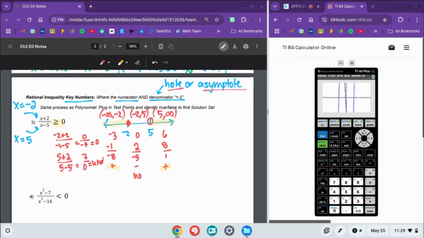So when you list your final solution, I'm going to go with negative infinity to negative 2 with a bracket, and then union 5 with parentheses, not a bracket, and then infinity.